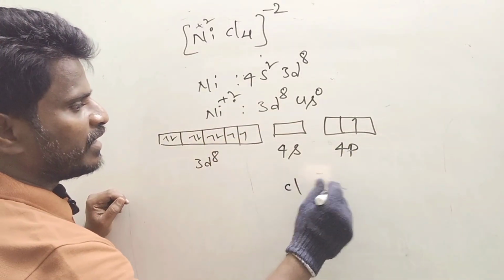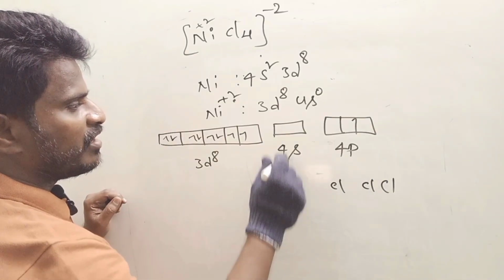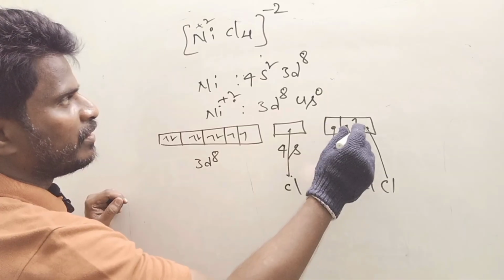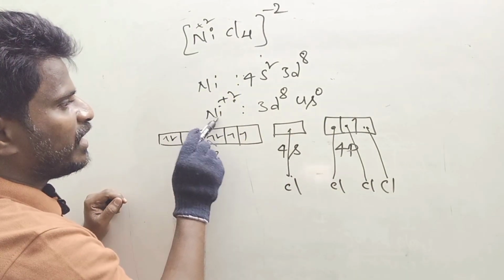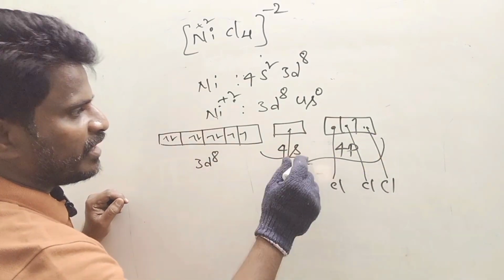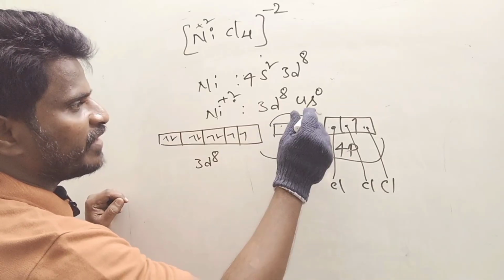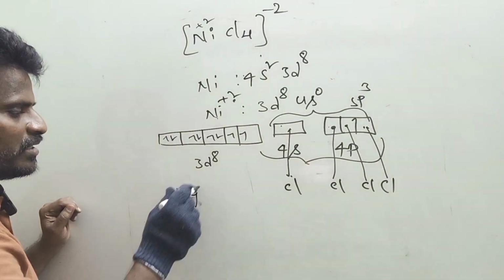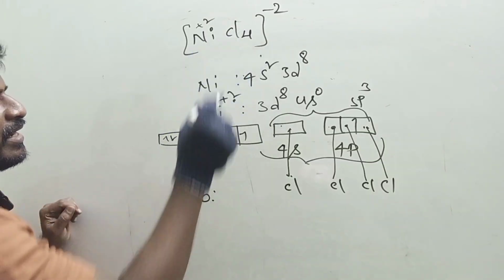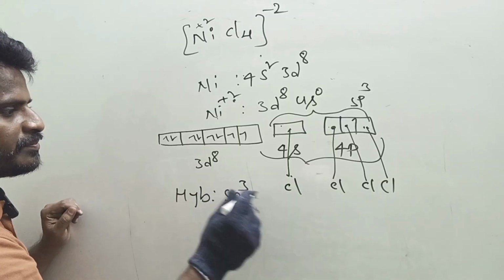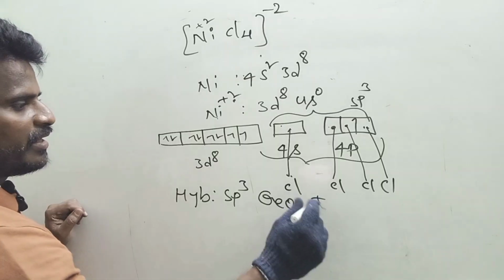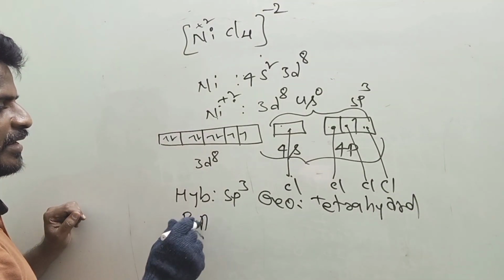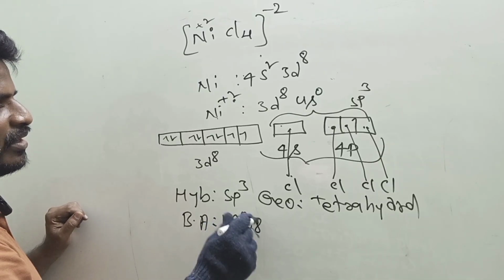There are 4 chlorine ligands. Each chlorine donates one lone pair to the 1 s orbital and 3 p orbitals. In formation of this molecule, nickel used 1 s and 3 p orbitals. Finally, it is sp3 hybridized. Hybridization of tetrachloronickelate ion is sp3. Geometry is tetrahedral. Bond angle is 109 degrees 28 minutes.